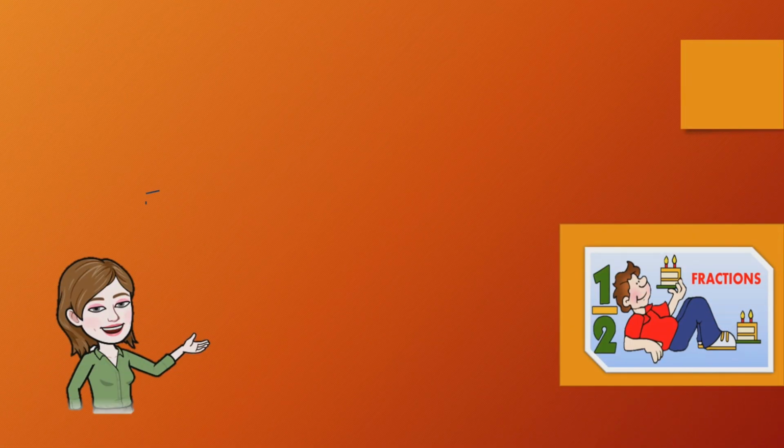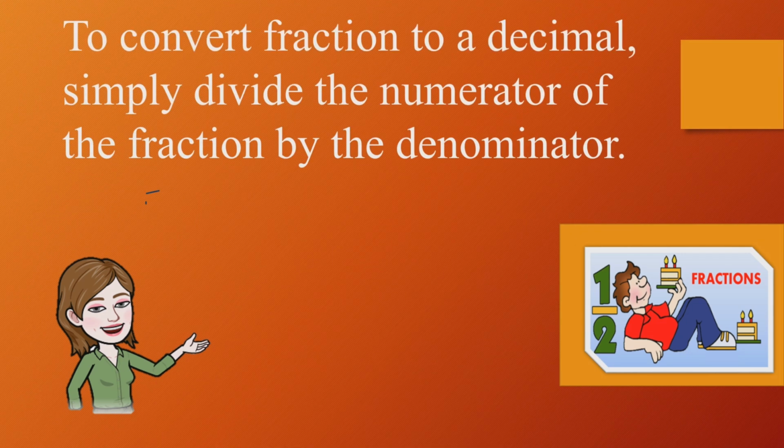So how about if the denominator is not a power of 10? So for us to do that, to convert fraction to a decimal, simply divide the numerator of the fraction by the denominator. So let us have an example. For number 1, we have 2 over 5. So we will write that as 2 divided by 5.